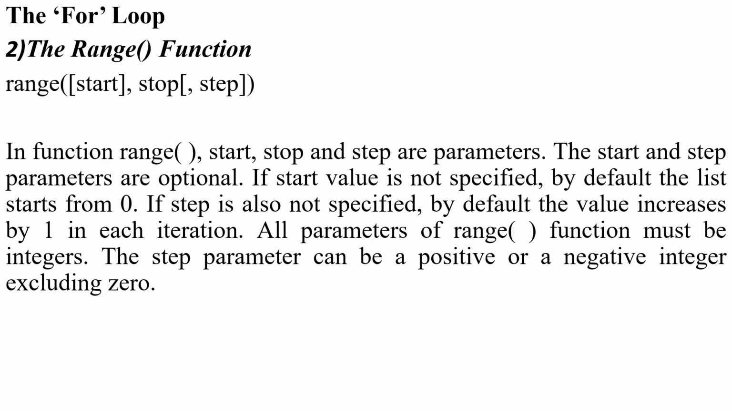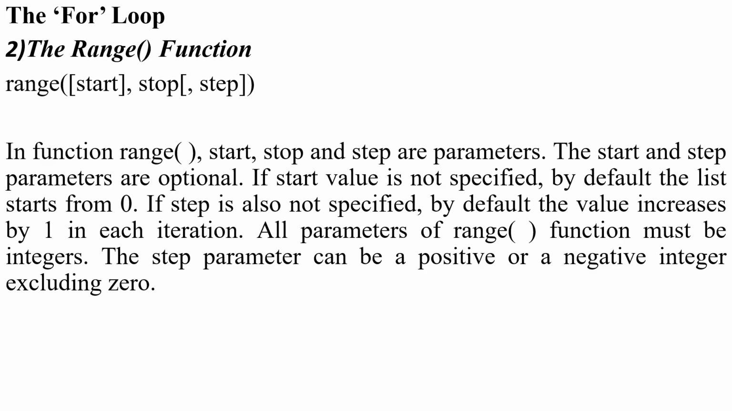If the start value is not specified, then what happens by default? The list will start from 0. If the step is not specified, then by default the value increases by 1 in each iteration. The step parameter can be a positive number, can be a negative number, but not 0. All parameters of the range function must be integers.